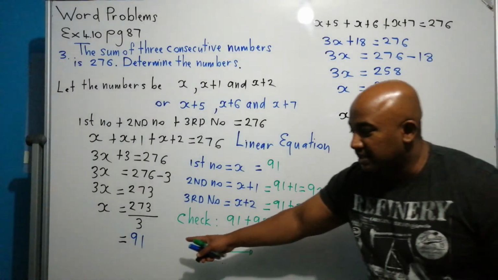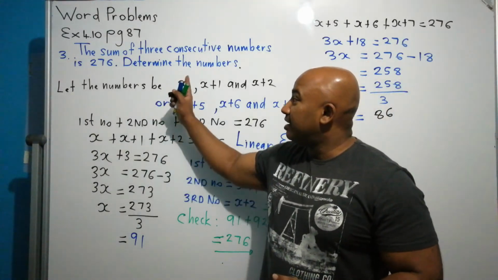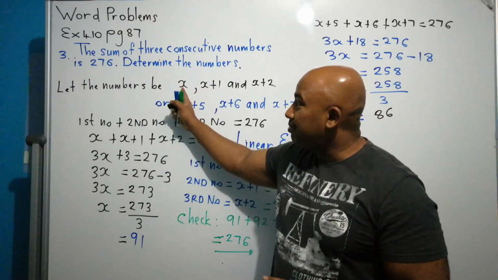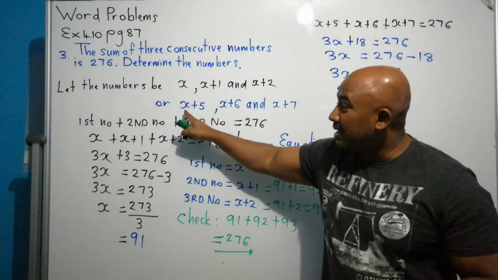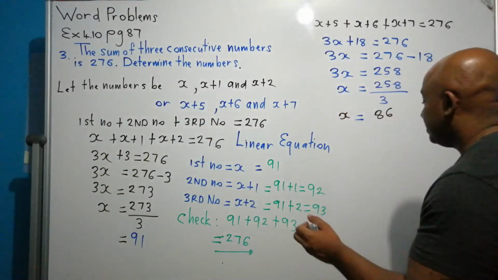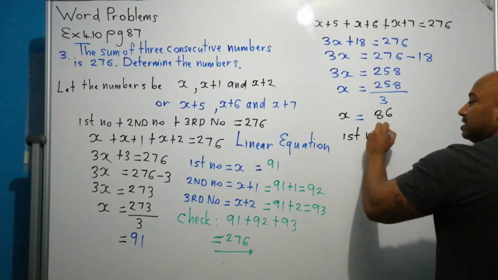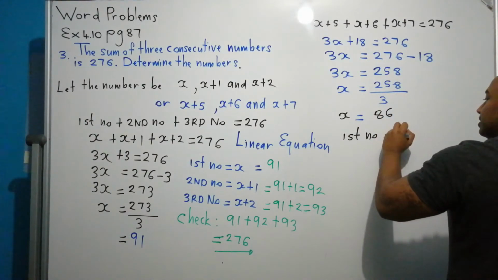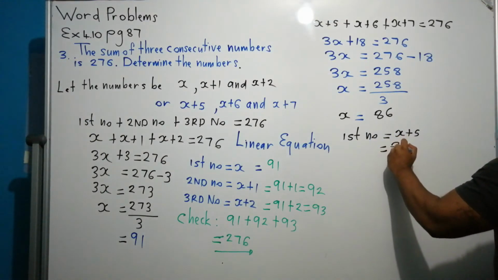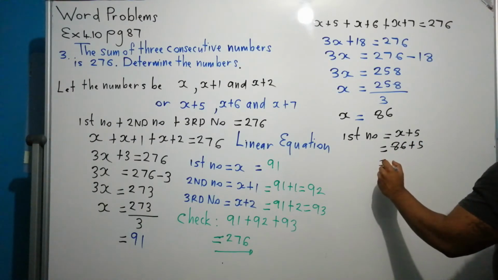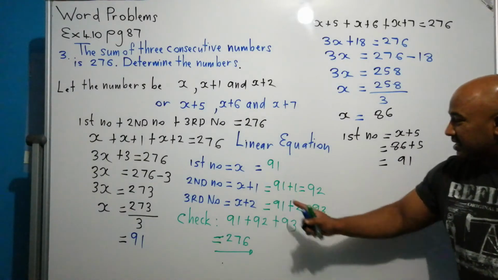But here you had x is equal to 91. So what is the difference? Remember, what did you define your first number as? Here the first number was defined as x. But for option number 2, the first number was defined as x plus 5. So this x is not your first number. Your first number is defined as x plus 5. So therefore, what is the value of the first number? It is 86 plus 5, that will equal 91.